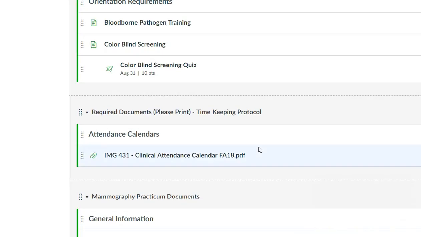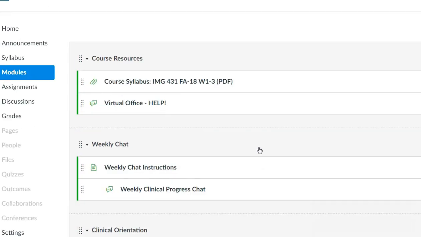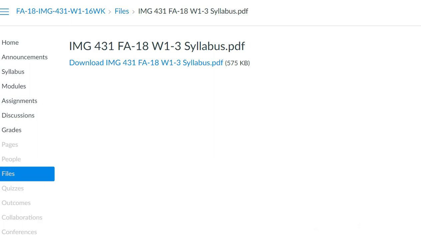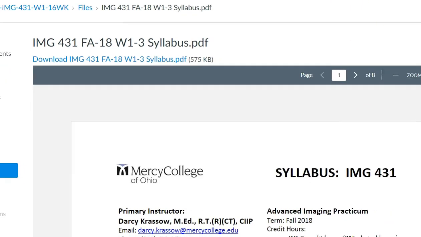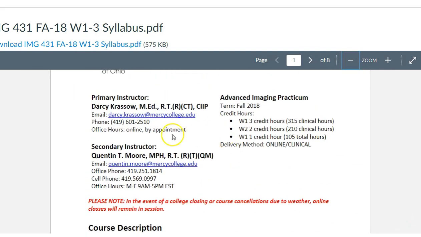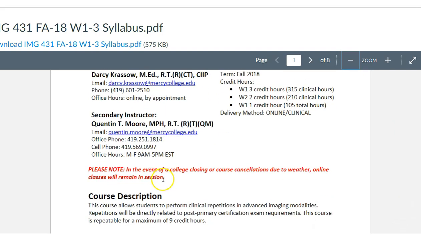Aside from that, that's really the general orientation content, with the exception of your syllabus. So you can see the syllabus is found here, with pertinent contact information that will load up. So when you're looking at the information here, you can see Darcy's contact information. You can always contact either one of us in the virtual office or by Canvas email. Mercy College email is here also. And then you can see respective phone numbers for each of us as well.